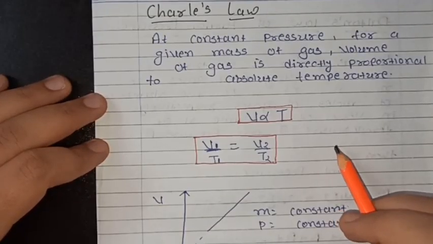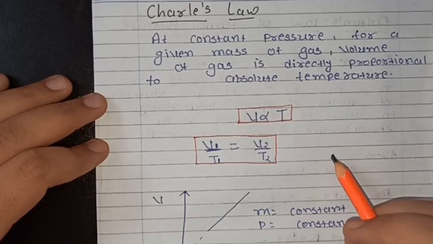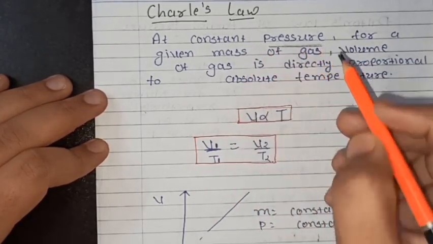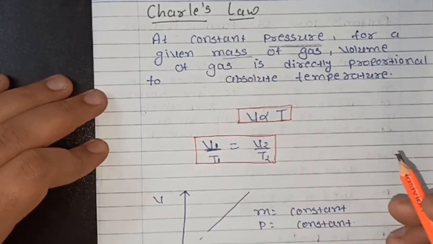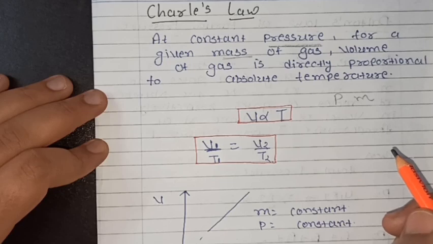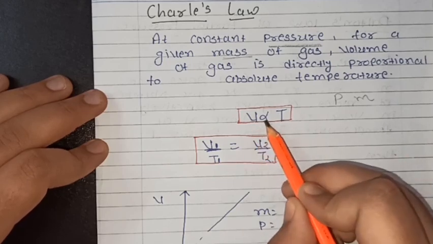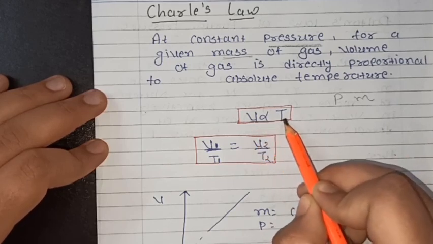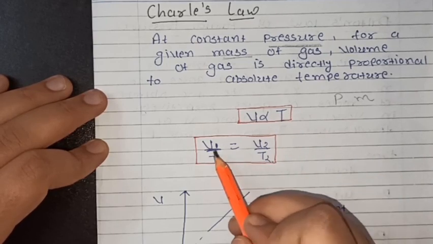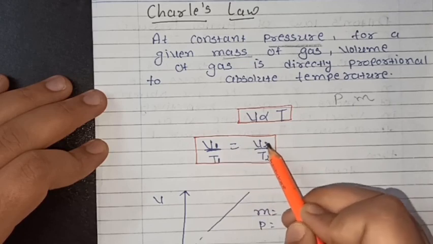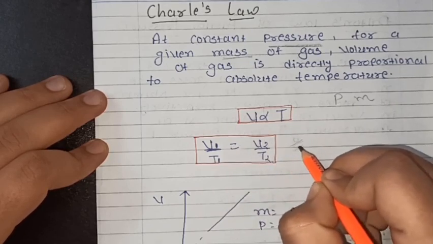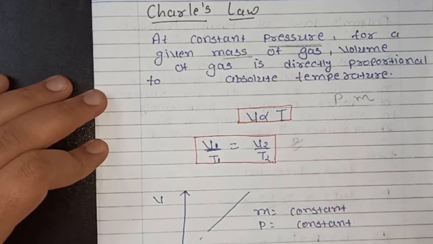The second law is Charles' law. In Charles' law, we are taking constant pressure and constant mass. So in this case, pressure and mass are constant. So volume will be directly proportional to the absolute temperature. The modified version will be V1/T1 = V2/T2. This is the formula which we will use for the numerical purpose.